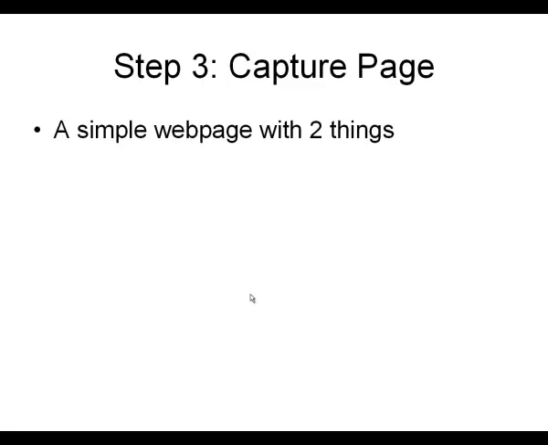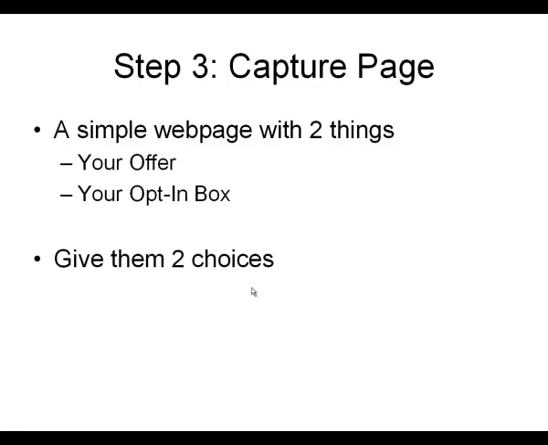So the third step is to create a capture page. A capture page is a simple web page with only two things: your offer and your opt-in box. And this gives your visitors two choices: to give their information or to leave. The fewer choices they have, the more likely they are of doing what you want them to do.